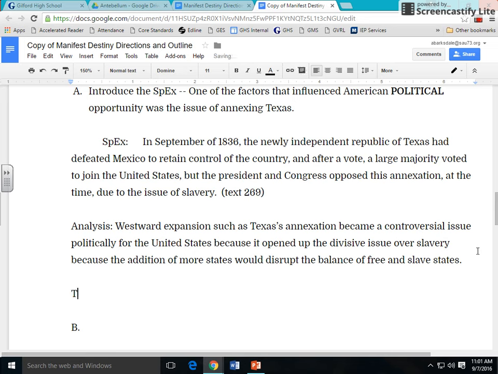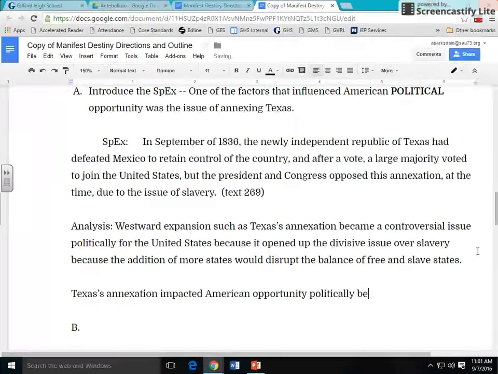You could say Texas's annexation impacted American opportunity politically because why? And then finish that thought, if that helps you. As juniors and seniors, my expectation is, though, that you're starting to try to move away from just this very simple narration and you're trying to create more sophisticated language. And that's what I gave you an example of.